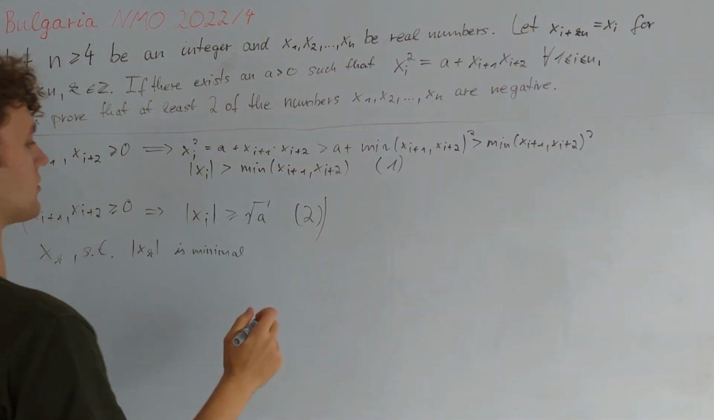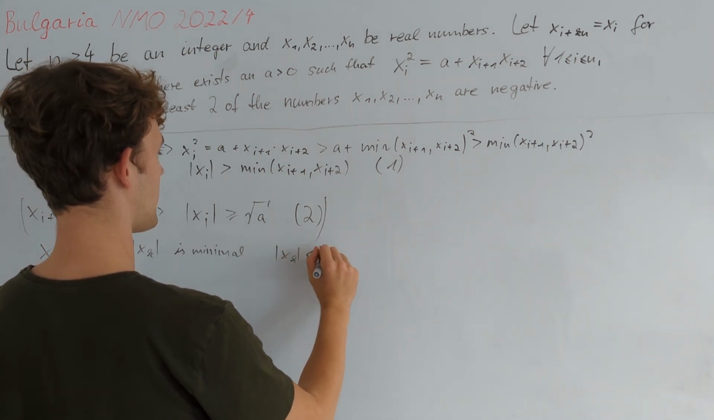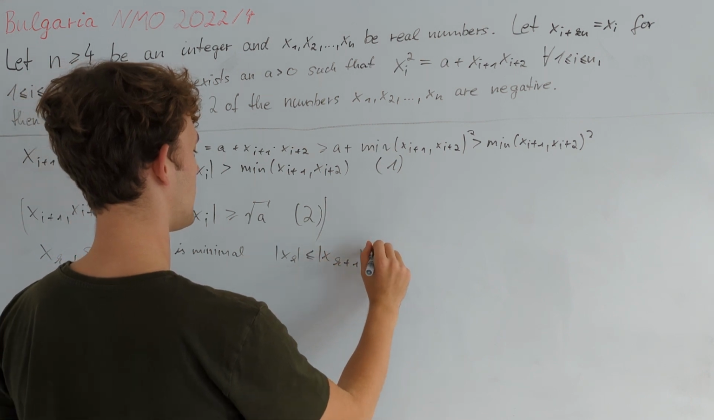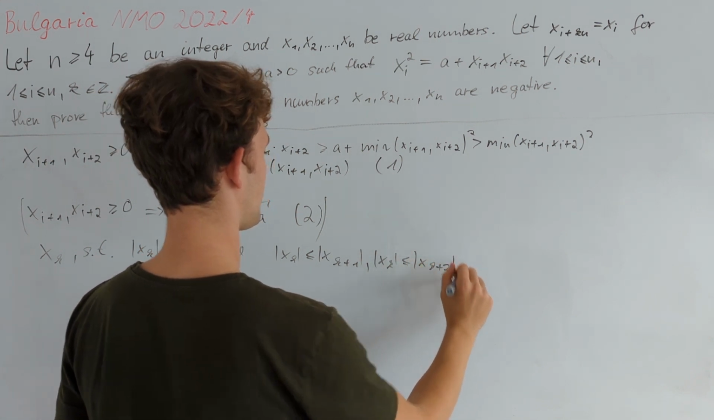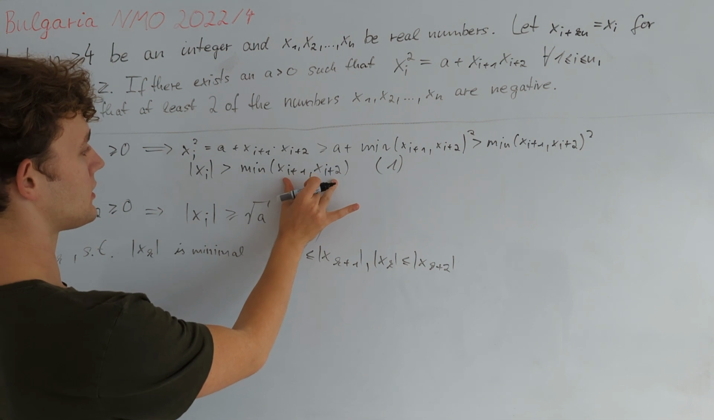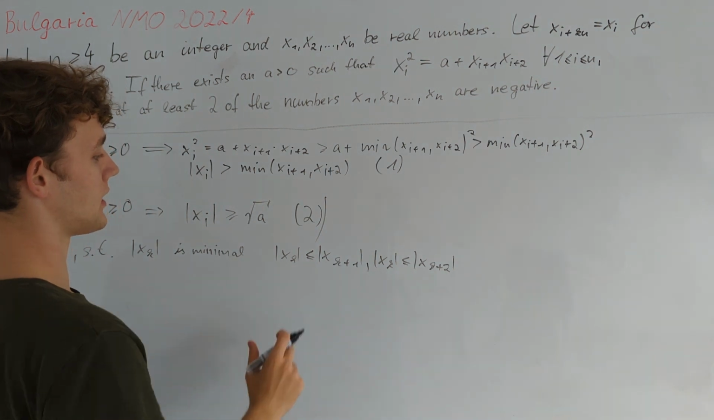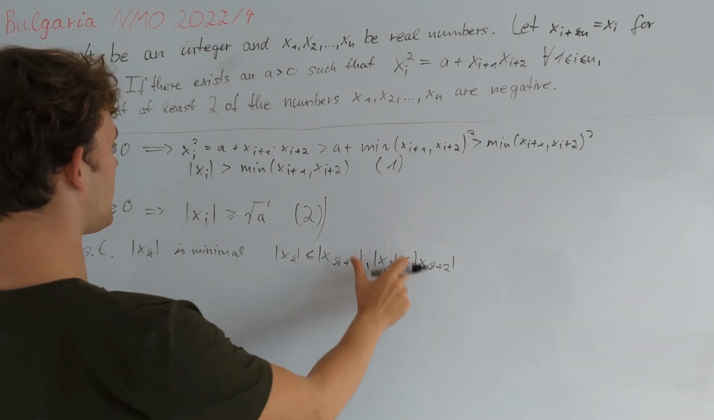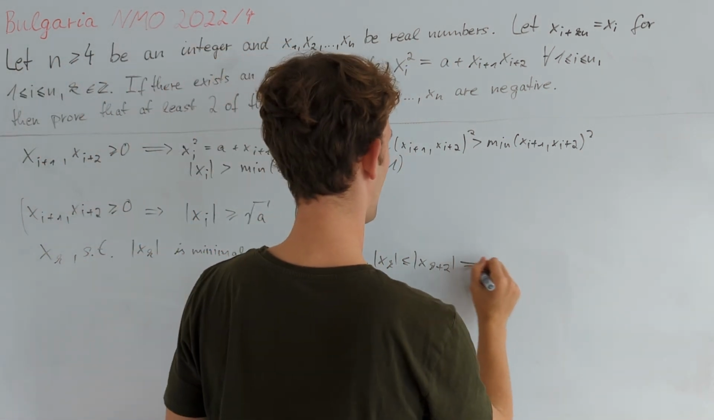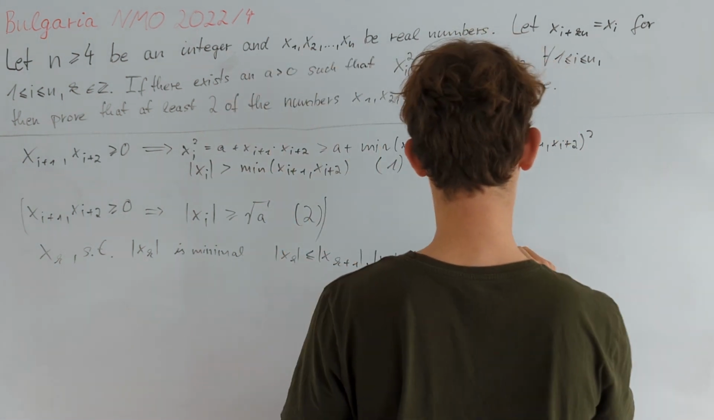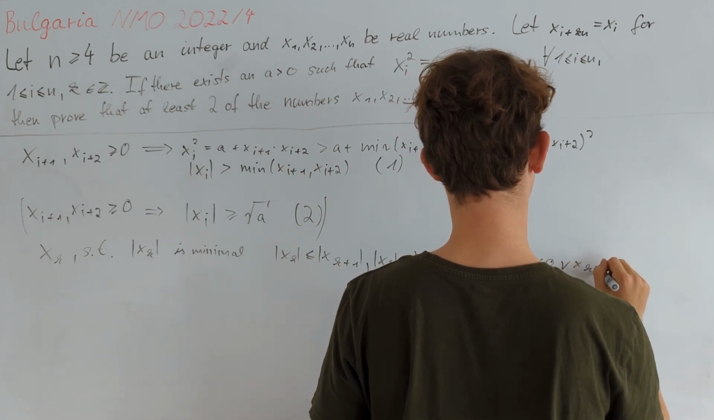Then this can't really be true. In particular, we know that the absolute value of xk is less than or equal to the absolute value of xk plus 1, and the absolute value of xk is also less than or equal to the absolute value of xk plus 2. And of course, if those two were positive or non-negative real numbers, we could just remove the absolute value signs. Therefore, this side of 1 is not true for k, and therefore 1 implies that xk plus 1 is less than 0, or xk plus 2 is less than 0.